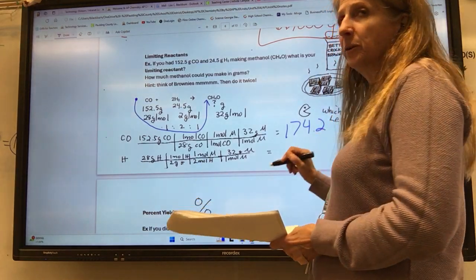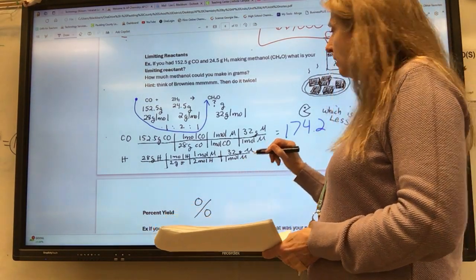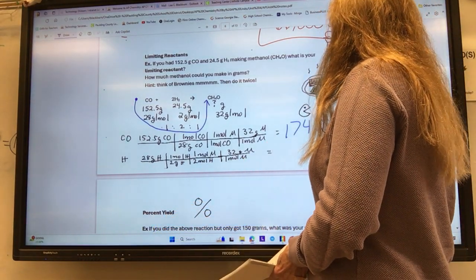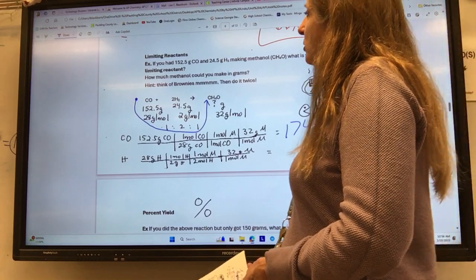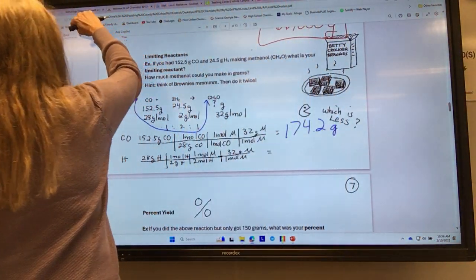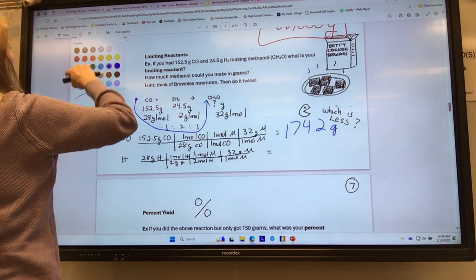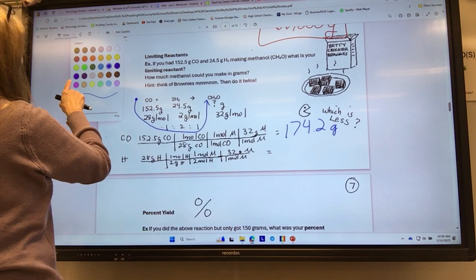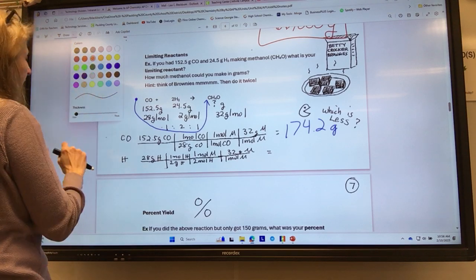74.2, is that what you said? 0.28, so that'll do good enough. Okay, so that's our first one. Now we do it again with hydrogen. Let's pick a new color. We'll pick, let's pick orange. I like orange.